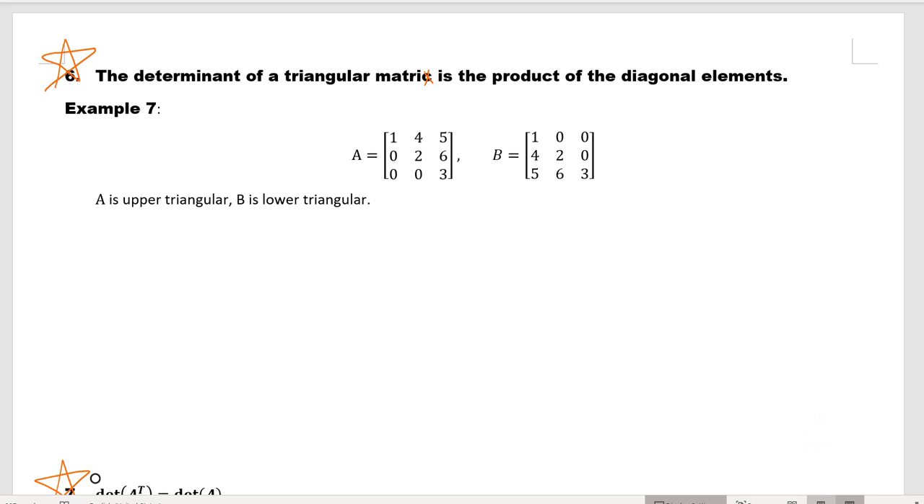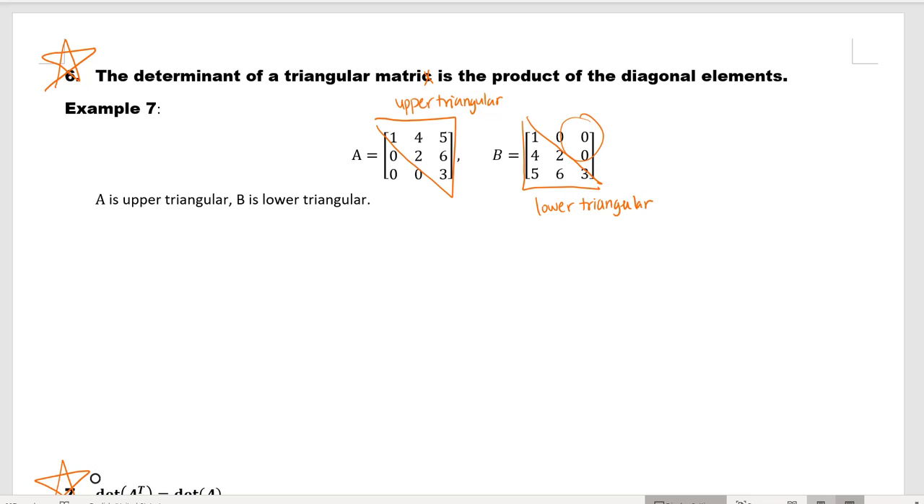So, for example, what is a triangular matrix? In this one, the non-zero entries are on the upper triangular corner. So this is an upper triangular matrix, where the lower left corner entries are zeros. And in this one, you can see the non-zero elements are on the lower triangular part. So this is a lower triangular matrix.